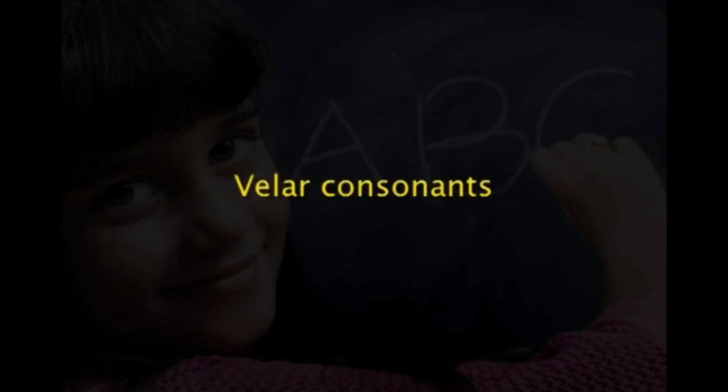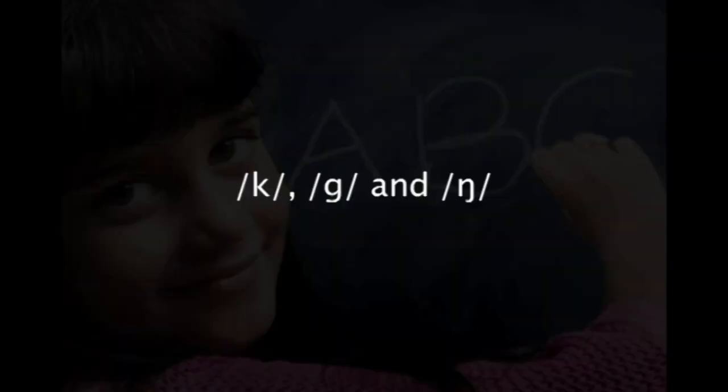After that, we have velar consonants. In the production of velar consonants, the back of the tongue is the active articulator and the soft palate is the passive articulator. During the production of velar consonants, the back of the tongue raises and makes contact with the soft palate and the sounds are produced. There are total 3 velar consonants in English. They are k, g and ng.